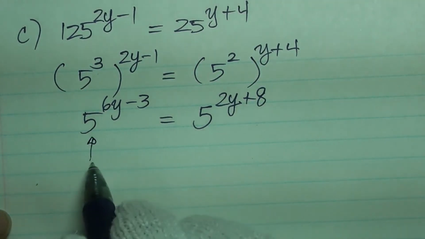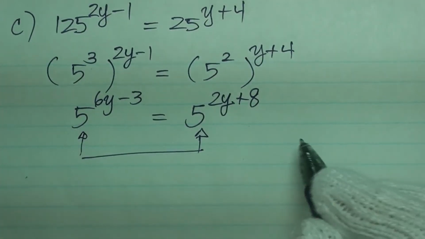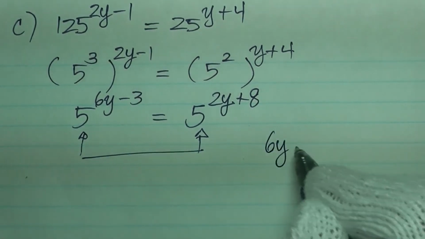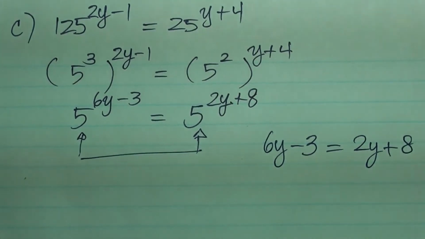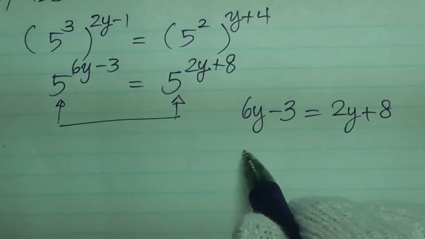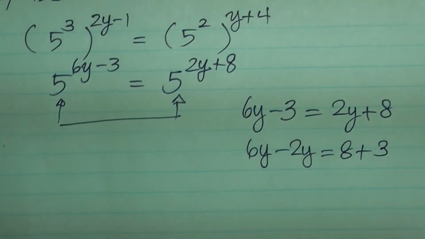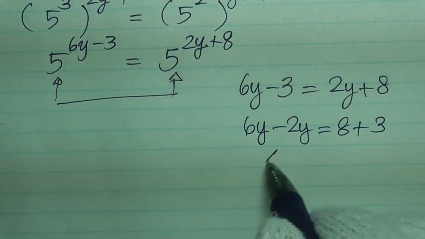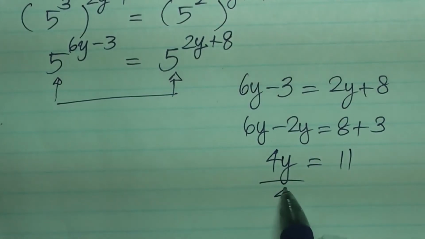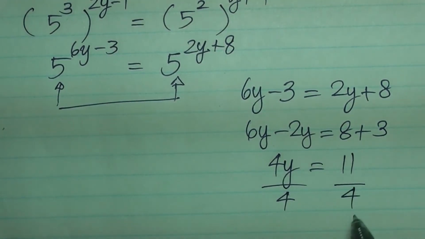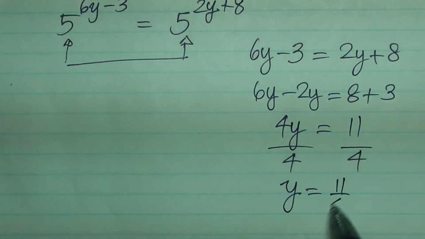Now, since my bases are both 5, I can equate the exponents, and I can say 6y minus 3 equals 2y plus 8. 6y minus 2y equals 8 plus 3. 6y minus 2y is 4y. 8 plus 3 is 11. I'm going to divide both sides by the coefficient of my variable. y is equal to 11 over 4.